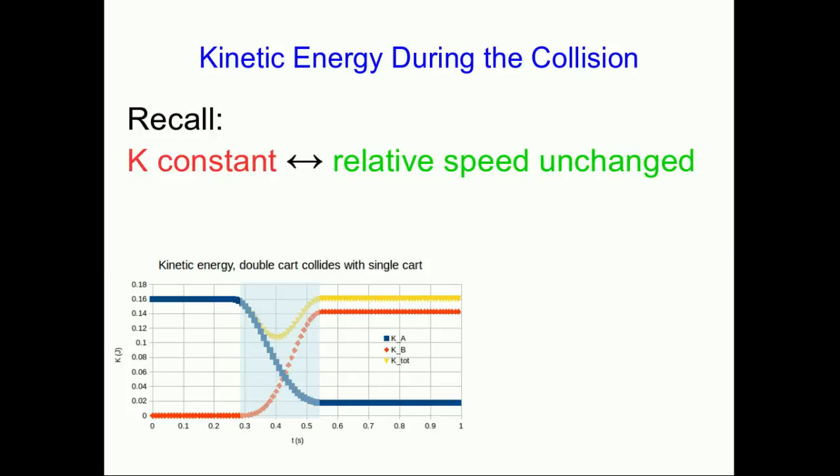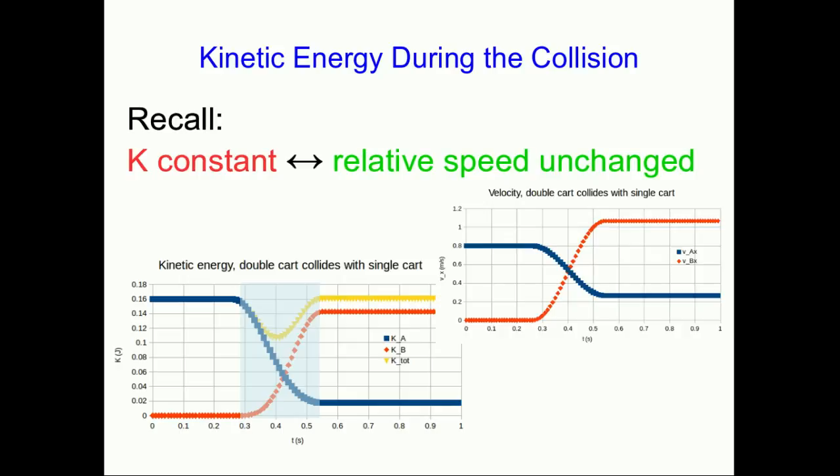One way of seeing that the kinetic energy simply can't be constant during the collision is to remember how we derived the kinetic energy not changing in the first place. We derived the kinetic energy not changing in an elastic collision from the fact that the relative speed was unchanged. And sure, if you look at the velocity versus time for this collision, the relative speed before the collision is the same as the relative speed after. That's what we mean by a collision being elastic. But it can't be the same during the collision.